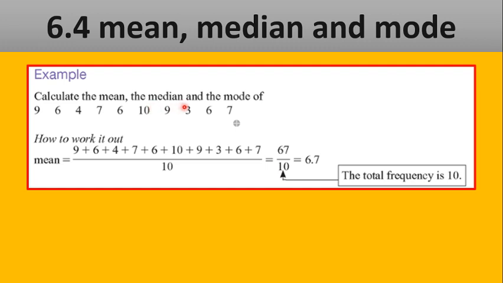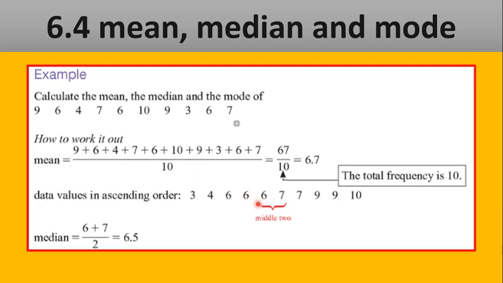For the median, you're going to first arrange the data in ascending order, and then take a look at which is the middle one, or in this case, which are the middle two, right? And then calculate the mean of those two. So 6 plus 7 divided by 2 leaves us with 6.5 as a median.